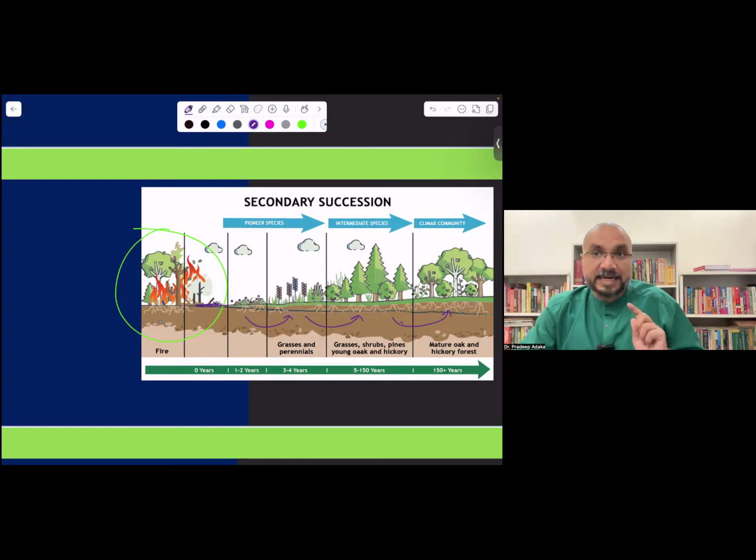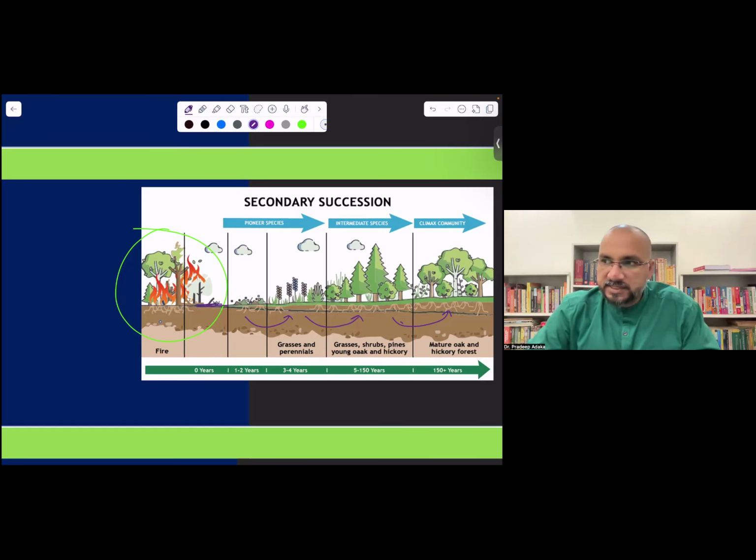Whereas in secondary succession there was already a soil, there was fire, but there were seeds or the plant species, they were there. So after this fire some may survive. So again it will not take that much time because soil or the base is already prepared here. So the seeds will germinate and this area will again turn into a forest within a short period of time.